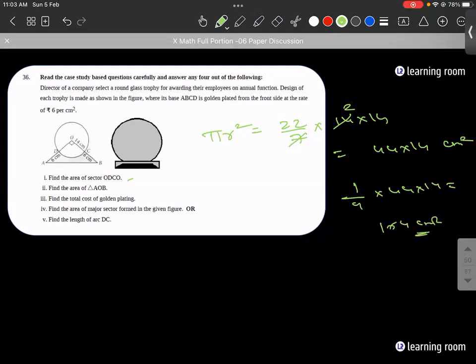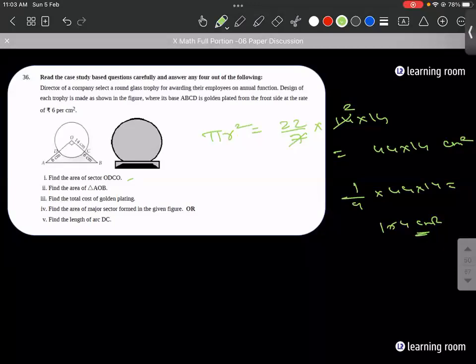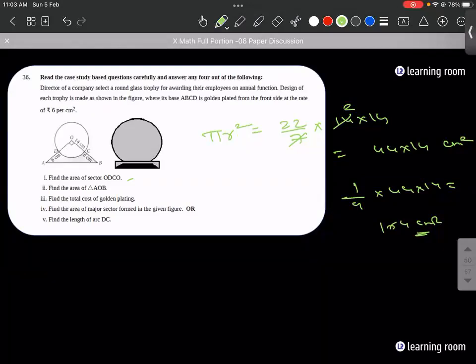Find the area of the triangle AOB. Area of the triangle AOB is equal to half into base into height. So half into 20 into 20. How much will it be? 200 centimeters square. Find the total cost of gold plating. How much is that? Rupees 276.